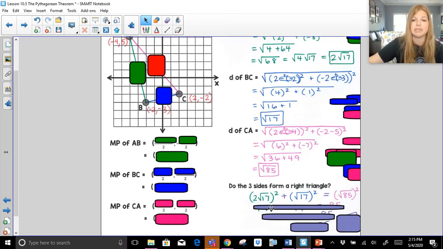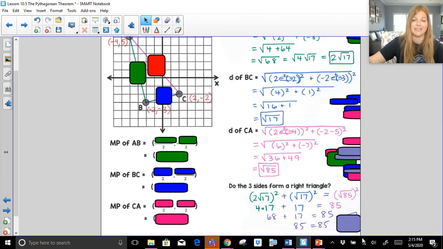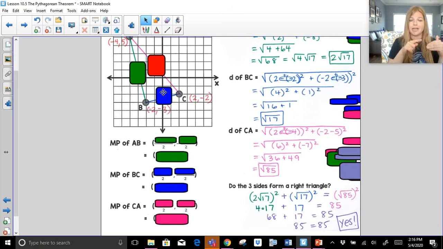So let's see, 2 radical 17 squared, I square the 2, it's 4. Square root of 17 squared is 17. Square root of 85 squared is 85. 4 times 17 is 68. 68 plus 17 is 85. So for those 3 points, we found the distance of each side using the distance formula, and then we plugged those 3 distances into the Pythagorean theorem to prove that that triangle is actually a right triangle.